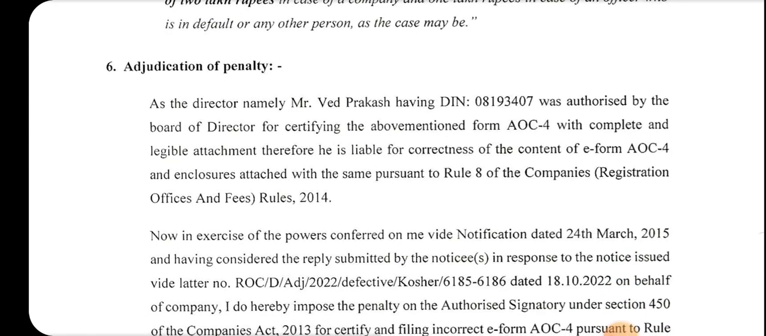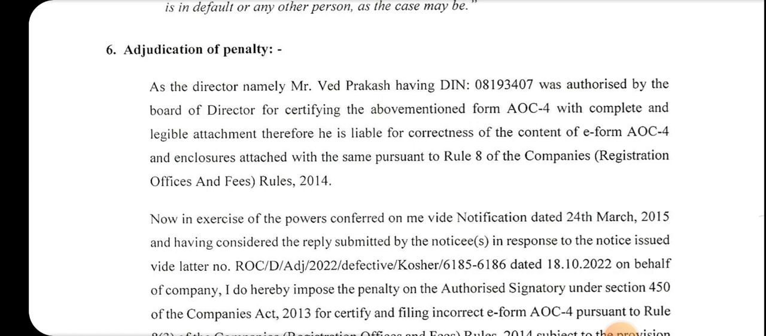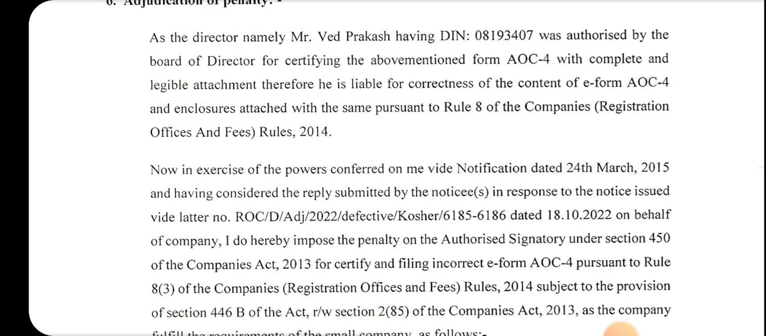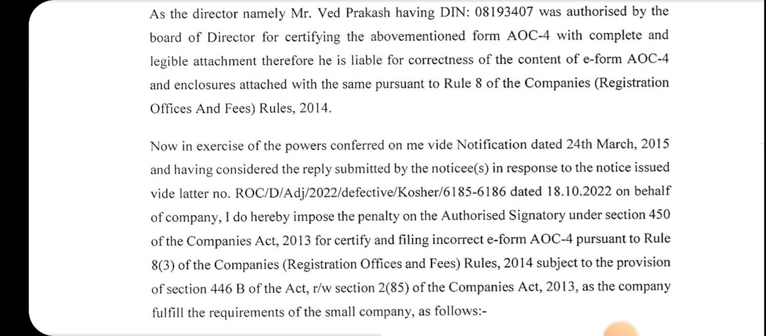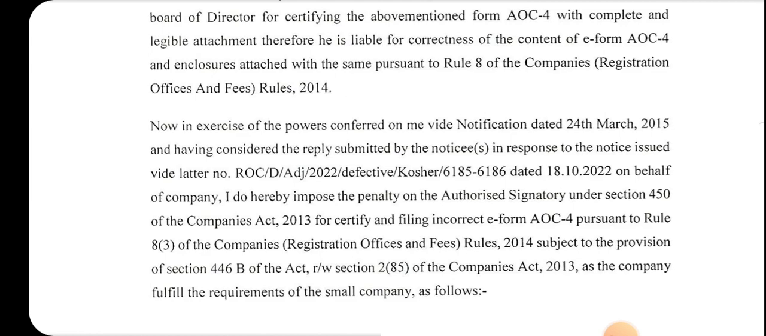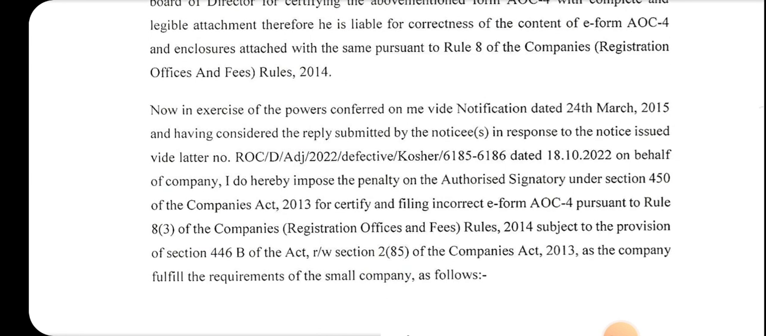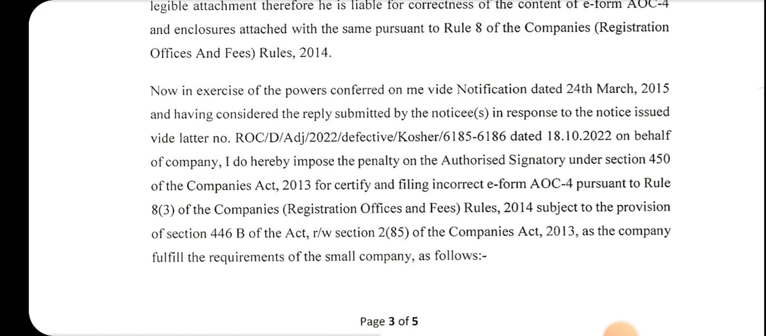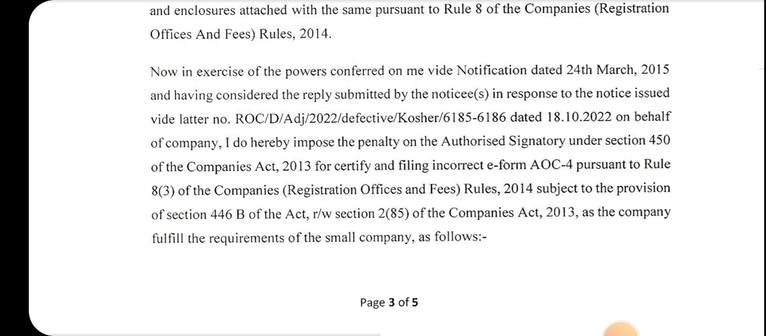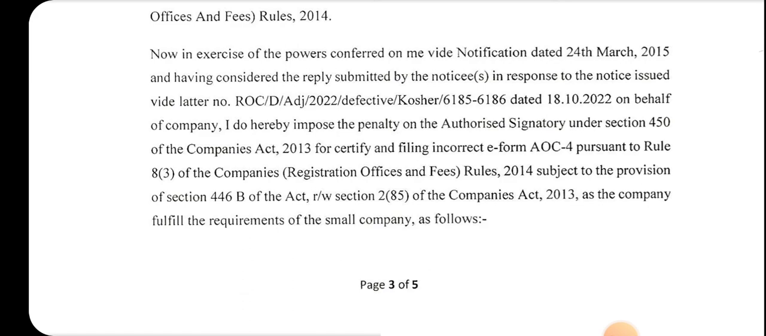As the director was authorized by the board for certifying the form AOC 4 with complete and legible attachment, therefore he is liable for the correctness of the contents of the e-form AOC 4 and enclosures attached with the same, pursuant to Rule 8 of the Companies (Registration of Offices and Fees) Rules, 2014. Now, in exercise of the powers conferred and having considered the reply submitted by the noticee in response to the notice on behalf of the company, the ROC hereby imposes the penalty on the authorized signatory under Section 450 of the Companies Act for certifying and filing incorrect e-form AOC 4, subject to the provision of Section 446B of the Companies Act, read with Section 2(85) of the Companies Act.